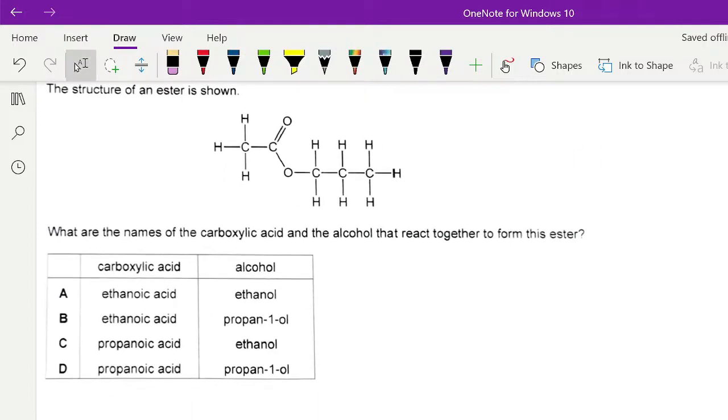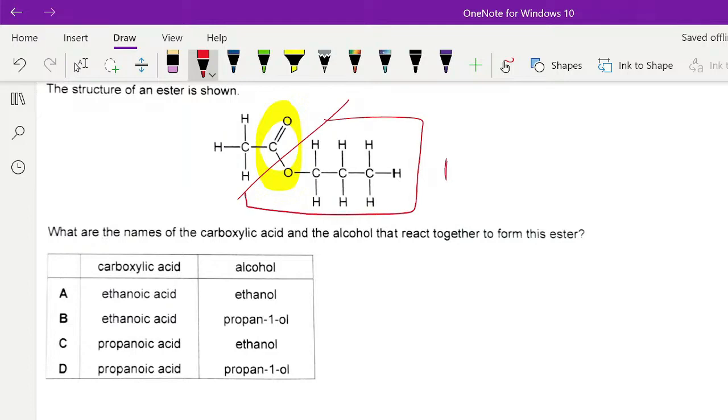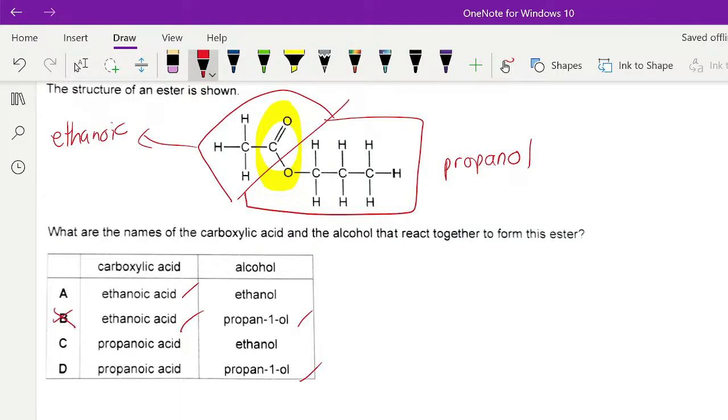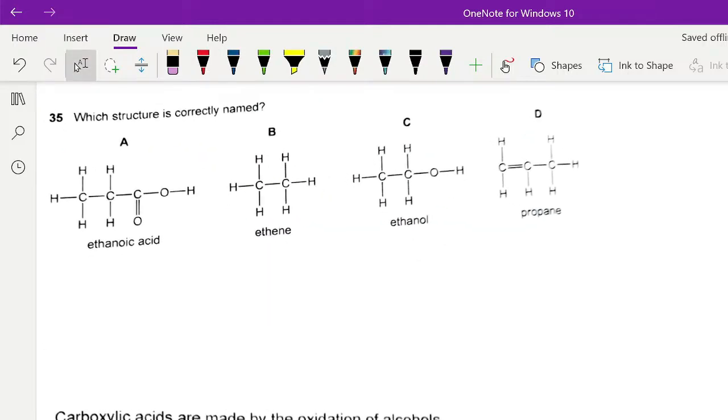Next, structure of ester. What are the names of the carboxylic acid and the alcohol? So we have to find the ester link, and then we split it into 2. On this side, we have the alcohol side, and this is called propanol. And on this side, the one with the double bond, is the carboxylic acid. It's called ethanoic acid. So ethanoic acid and propanol. Answer is B.